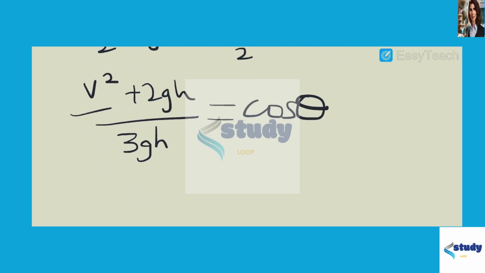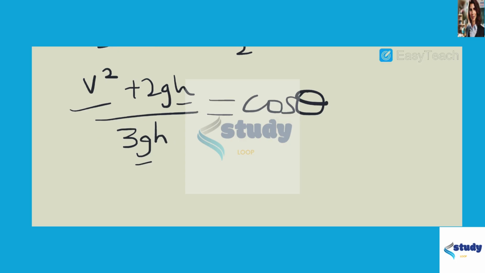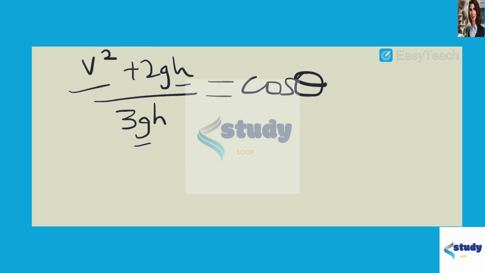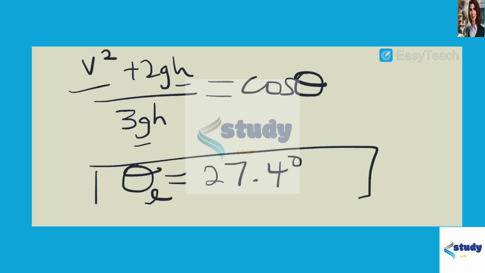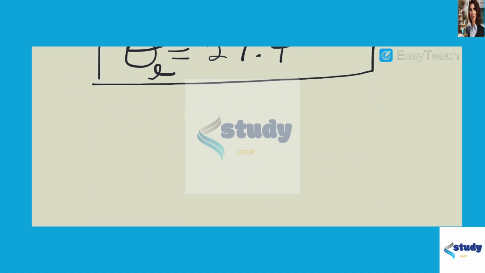Now we know what the initial velocity is. It's 8 feet per second. We know that g is 32.2 feet per second squared. And we also know what h is. So this is a simple inverse. By taking the inverse cosine of both sides, we find that theta is equal to 27.4 degrees. And that's theta L, which is the angle at which we lose contact with the surface.